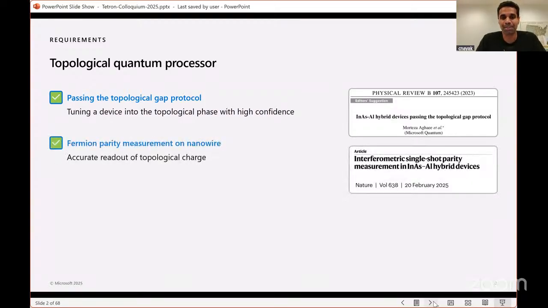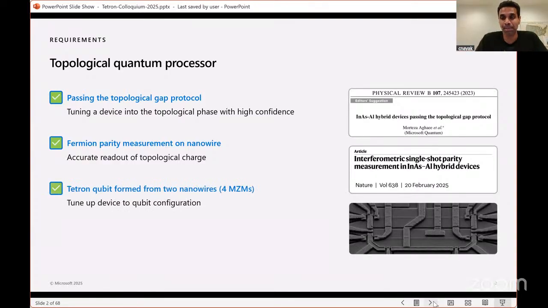We then need to be able to measure topological charge, which is an emergent charge in topological phases of matter, or these are emergent quantum numbers. It turns out that fermion parity is an example of a topological charge in certain phases of matter, and we've shown that we can actually measure it accurately and quickly.